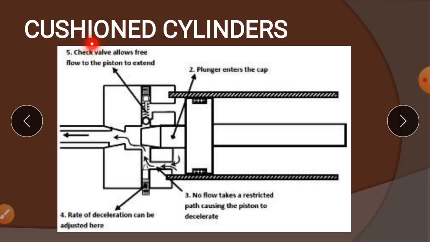So next we move on to the cushioned cylinders. The cushioned cylinders are very important. Why? Because cushion cylinders are mainly used to protect the cylinder end caps. To protect the cylinder end caps, we require the cushioned cylinders. What happens as the piston reciprocates?